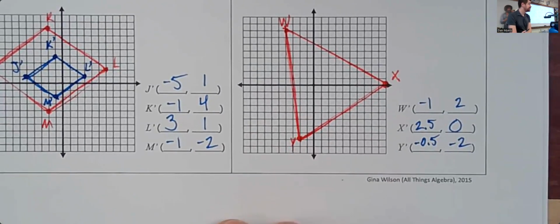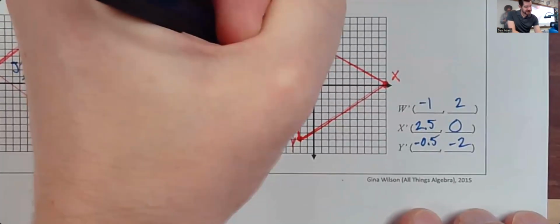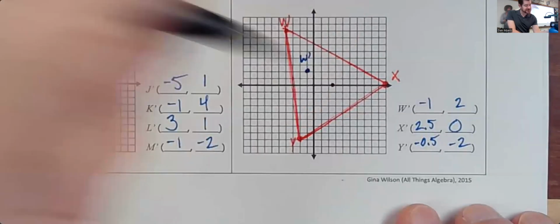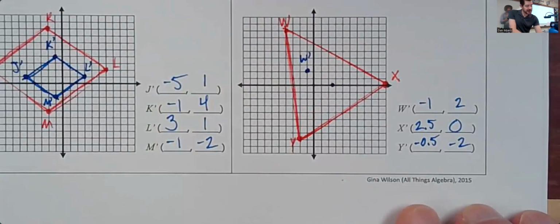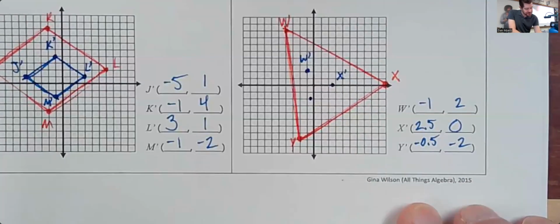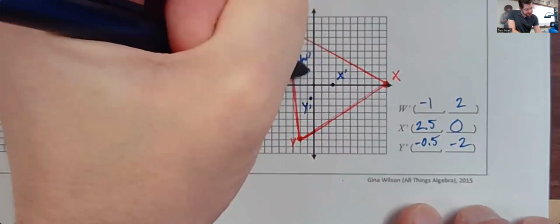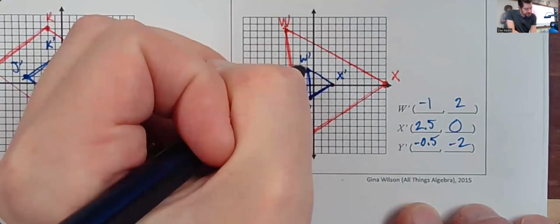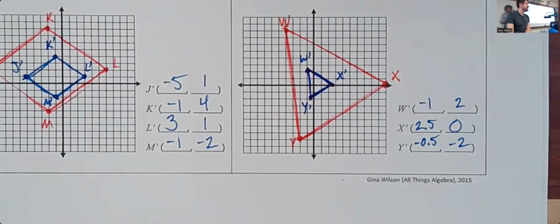And when you graph it, it should just be a much smaller version of the original one. So if it doesn't have the exact same shape, then you know something went a little bit weird. So let's double check here. So we got -1, 2. So there's W prime. X prime is at 2.5. So here's 2. Halfway in between 2 and 3 is 2.5. So there's 2.5, 0. We'll call that X prime. And then Y prime is at -0.5, -2. So that's going to be right there. There's Y prime. And that one definitely looks to be the same size, or not the same size, but the same shape as the other one. So just a lot smaller.